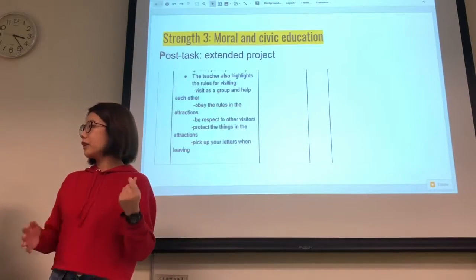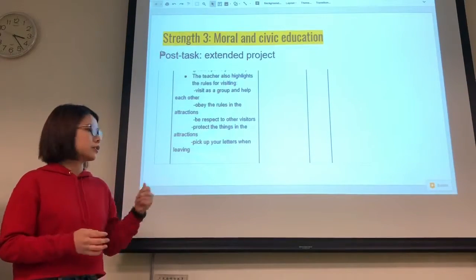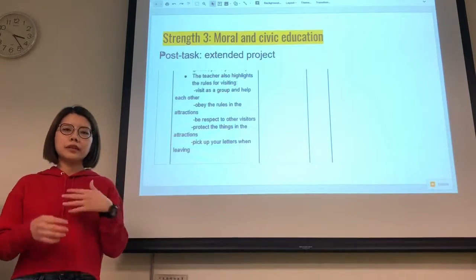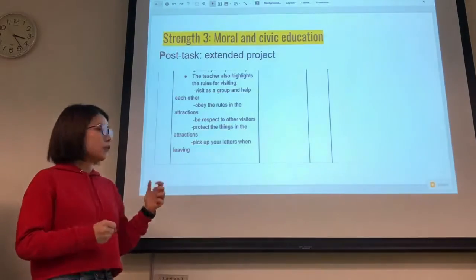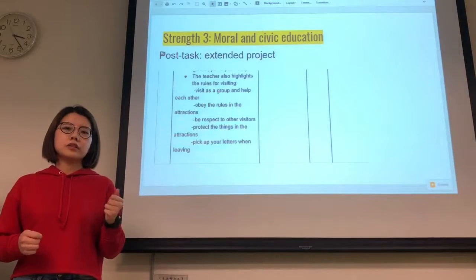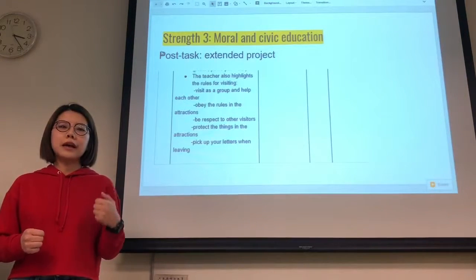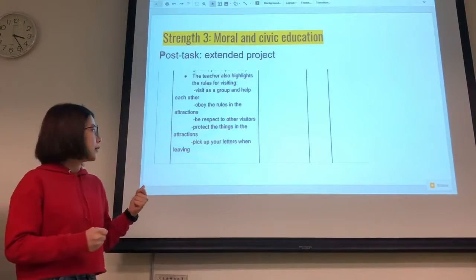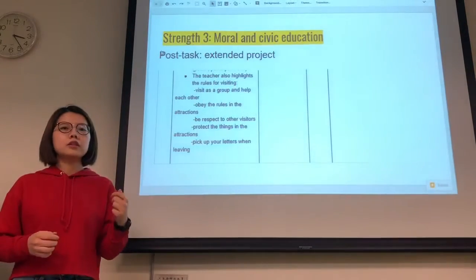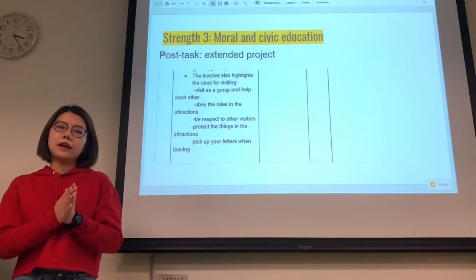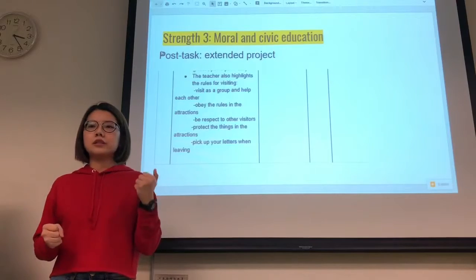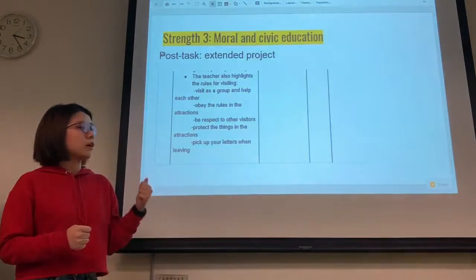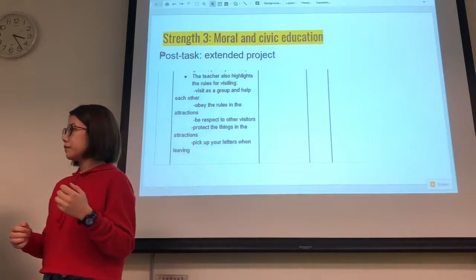And because in the presentation, the students need to visit some attractions to gain information, before the students visit the attraction, the teacher tries to teach students to be kind and respectful to each other. The students also need to learn to obey the rules. So exactly, in addition to subject knowledge, the students also learn some moral and civic education.